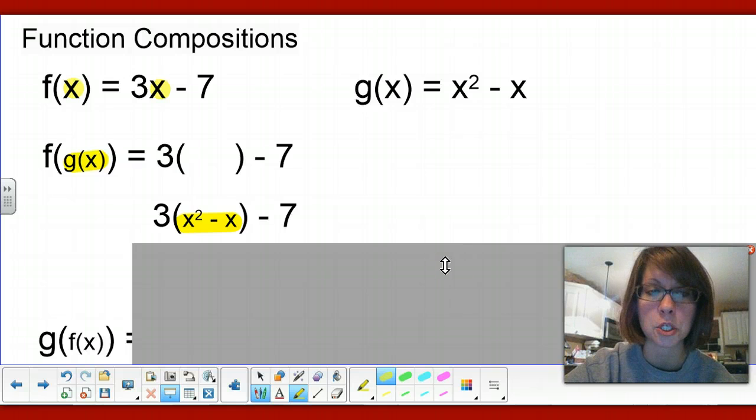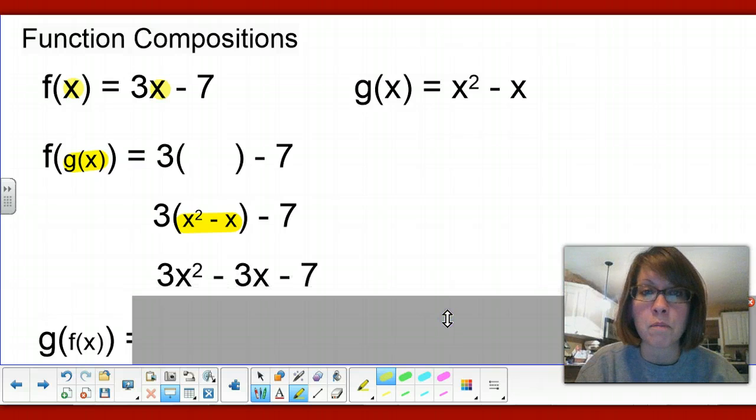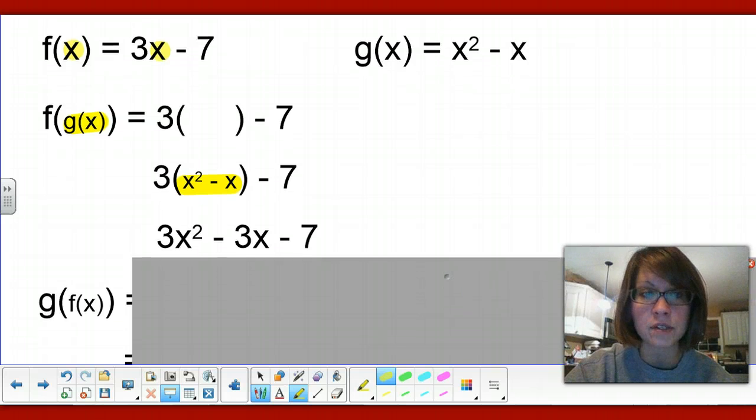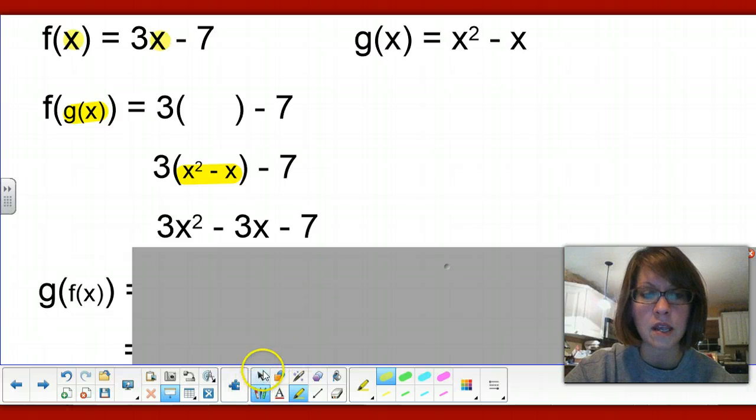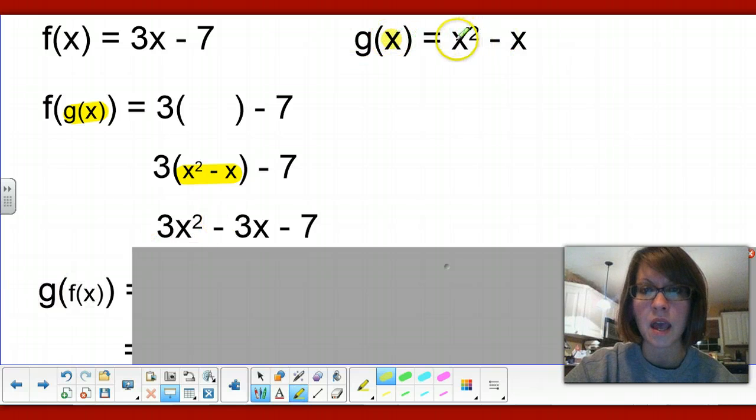Once you've done the composition, as we have here, we simplify by whatever math operations the expression is asking to be done. In this case, let's distribute, and we don't have any like terms or anything, so we're to our answer here. Now, if we're doing g of f of x, we're going to go back to the same 2 functions. We're going to use the 2 that are at the top of your screen. This time, this was g of x, and it was x squared minus x.